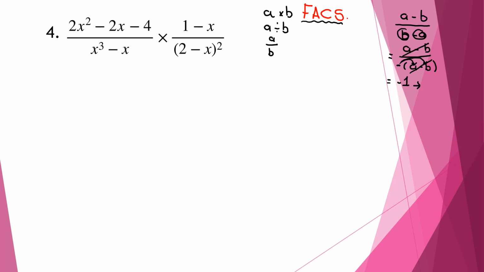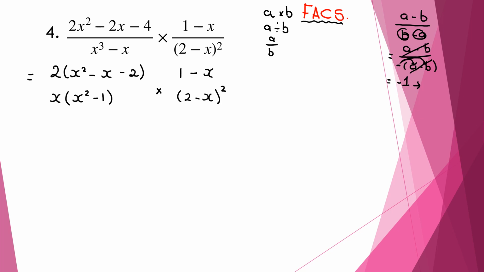So of course we need to factorize, so we look at the numerator of the first term. I see a common factor, so I'm left with x squared minus x minus 2. I see another common factor in the denominator, so I got x and x squared minus 1 multiplied by 1 minus x all over 2 minus x squared. Now this denominator is already factorized, and so there's no need to go and mess around with that one. Okay, we can factorize this numerator even further, and so we go 2.